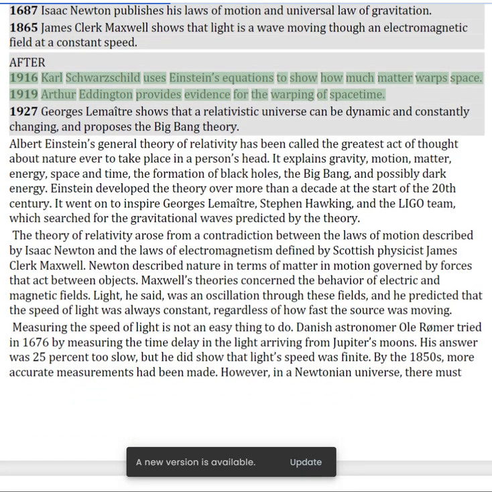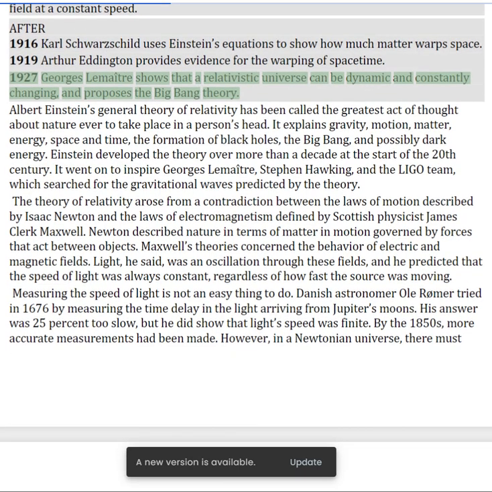1916: Karl Schwarzschild uses Einstein's equations to show how much matter warps space. 1919: Arthur Eddington provides evidence for the warping of spacetime. 1927: Georges Lemaitre shows that a relativistic universe can be dynamic and constantly changing, and proposes the Big Bang theory.